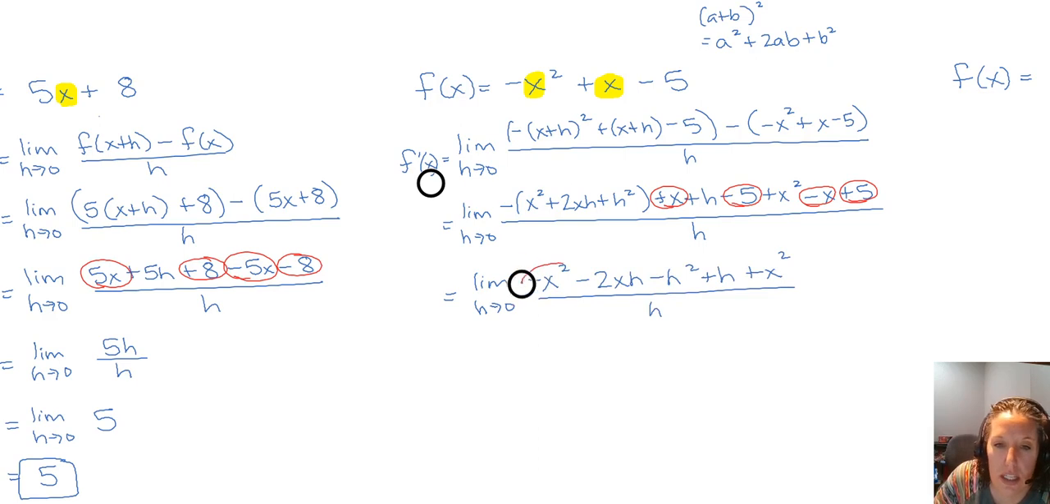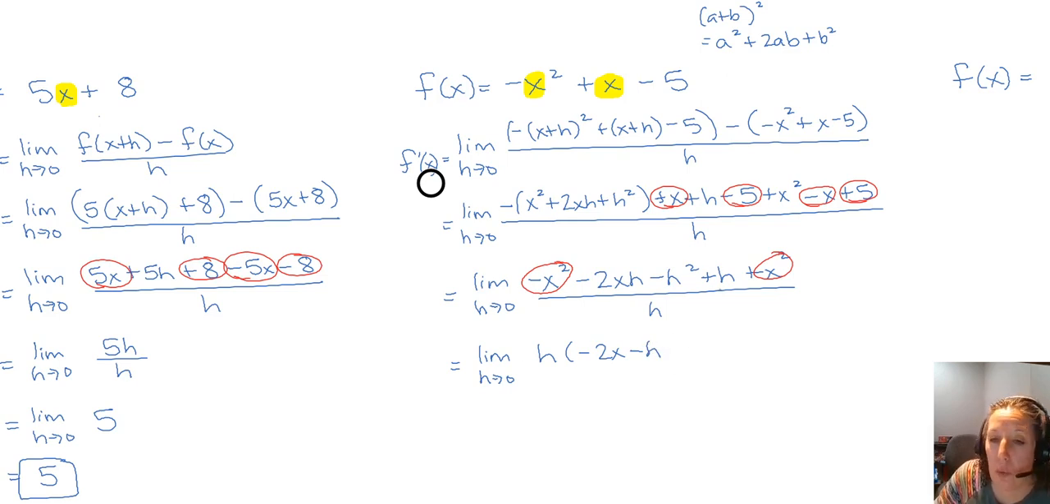All right, our last piece to combine, we've got x squared and negative x squared that are going to add to 0. And one thing you will notice is that every term that's left has an h. That will always happen. We can factor that h out. When we factor it out, we get negative 2x. H squared, when we factor 1 out, is going to give us a negative h. And then we have a plus h.